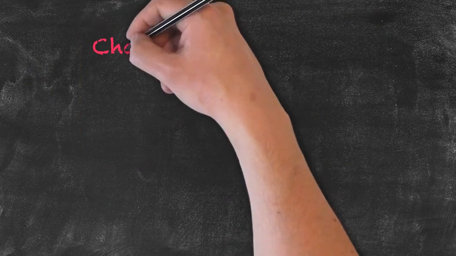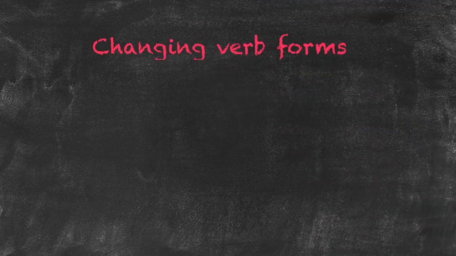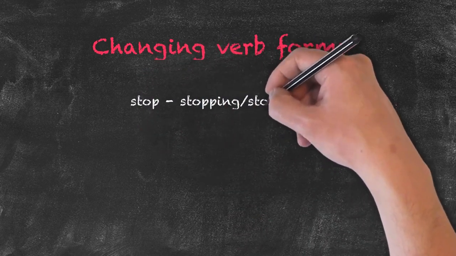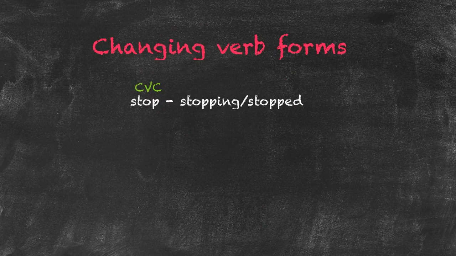When changing the form of our verbs, there are a few patterns that we have to keep in mind. First of all, we have our one-syllable verbs, which follow a pattern at the end: consonant, vowel, consonant. In this instance, we have to double our final consonant before adding ing or ed.